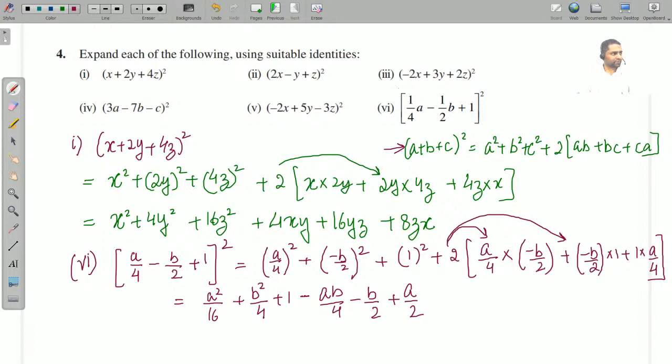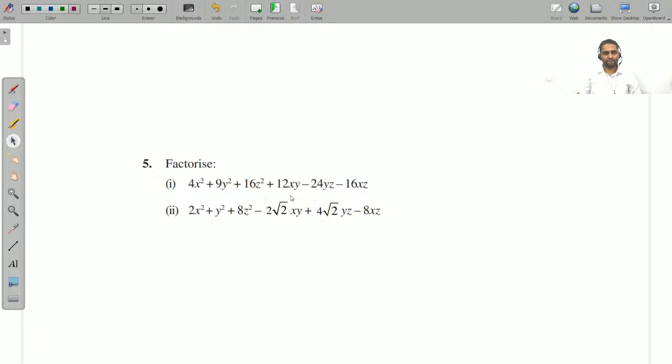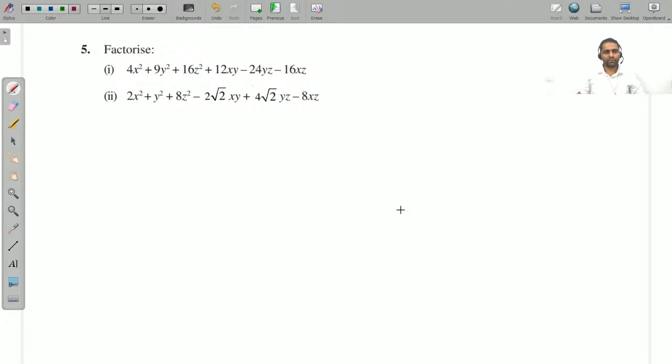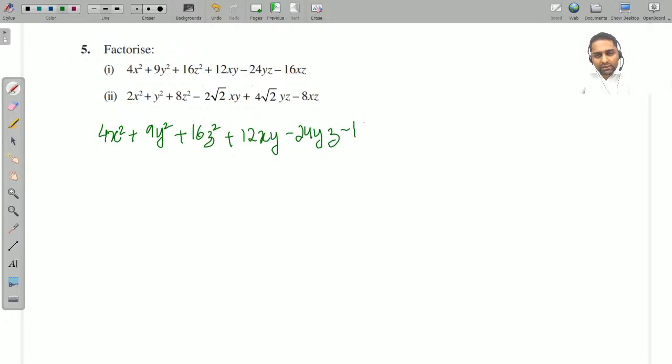Coming over to next part, factorize. That is just the reverse of this type of question. So you are having 4x square plus 9y square plus 16z square plus 12xy minus 24yz minus 16xz.